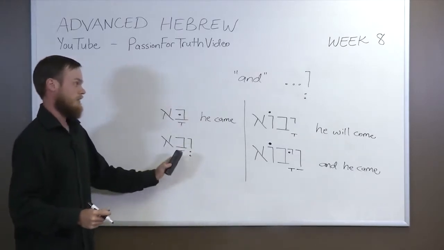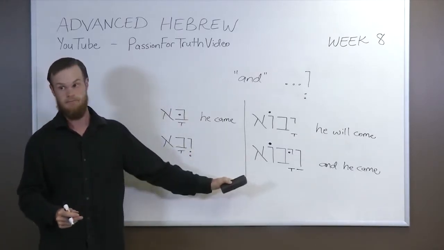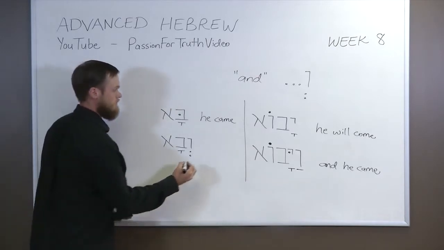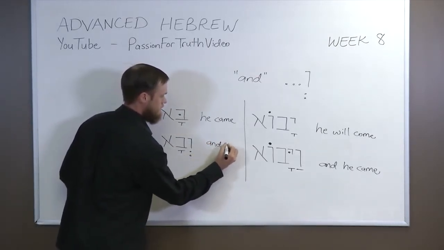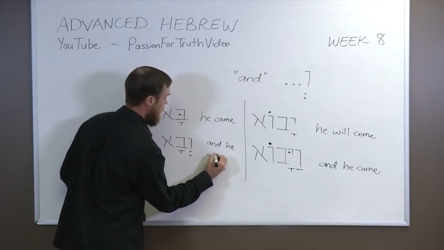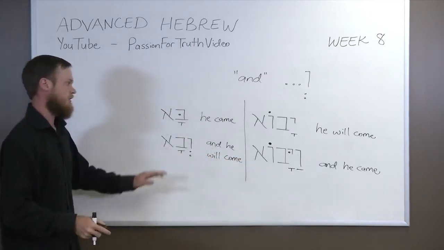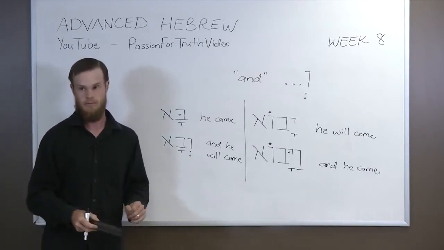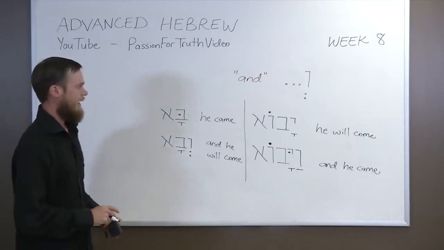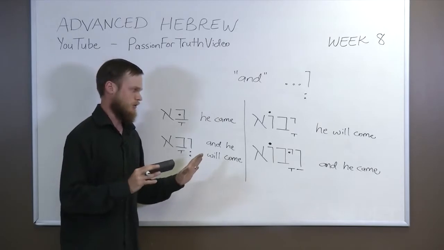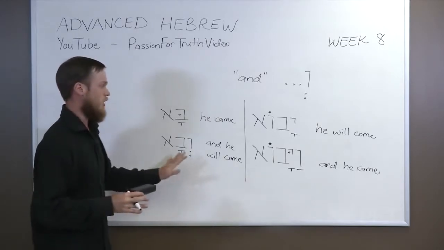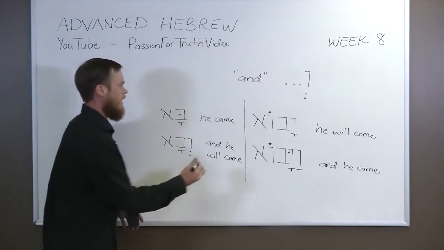So this can mean, and he will come. But when it's affixed to a past tense verb, it's actually dependent on context. Okay? And this seems a little weird right now, but it's not as arbitrary as you might think.